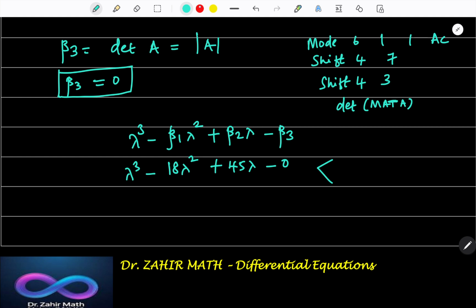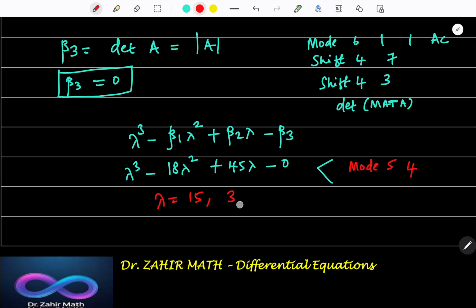Now you have to take your calculator, which is mode 5. Okay, mode 5 equation. After that it's 4. Mode 5, 4. Right, give this input. 1 equal, minus 18 equal, 45 equal, and then 0 equal. Also 0 you have to give. So you get lambda is equal to 15.